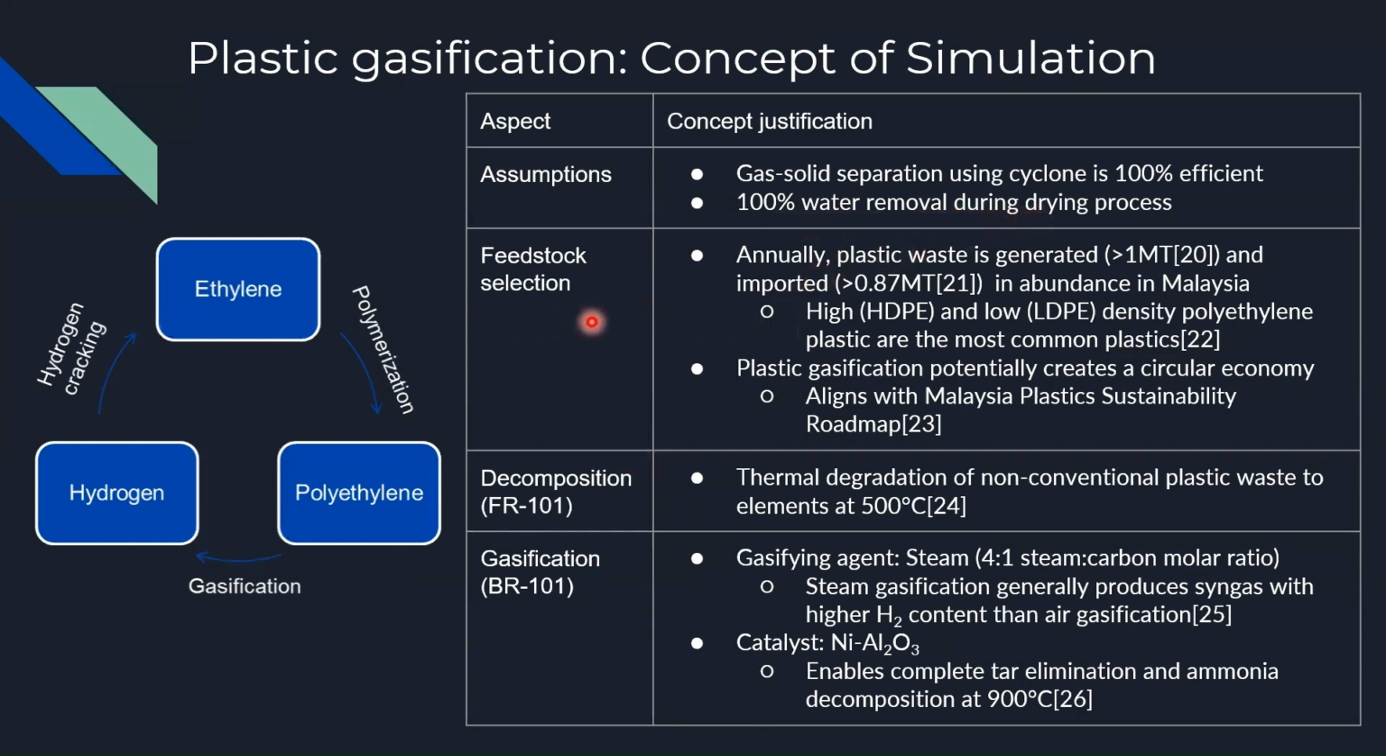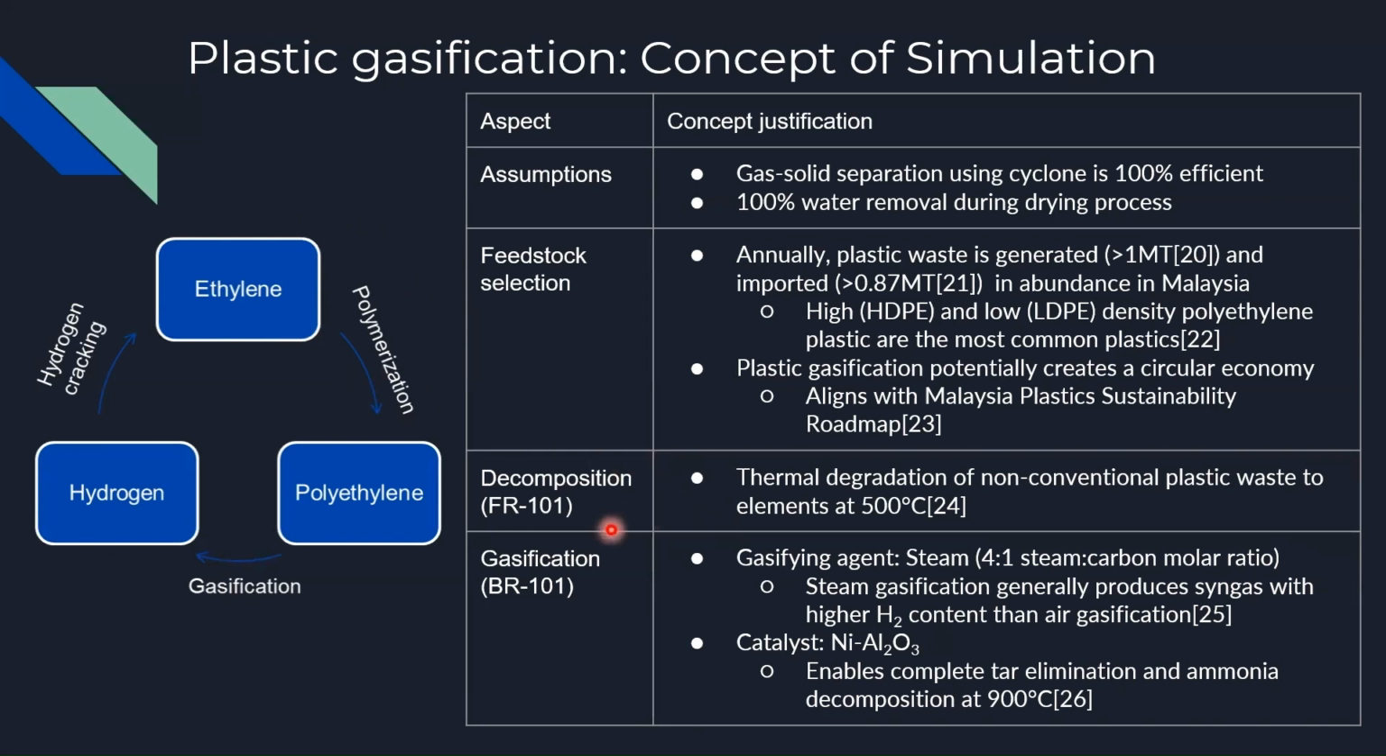Plastic waste was selected as the feedstock as it is readily available at a low cost. As polyethylene is the most common plastic, feedstock composition is simulated using equal parts of HDPE and LDPE. This method aligns with the Malaysia Plastic Sustainability Roadmap to achieve plastic circularity by the year 2030.